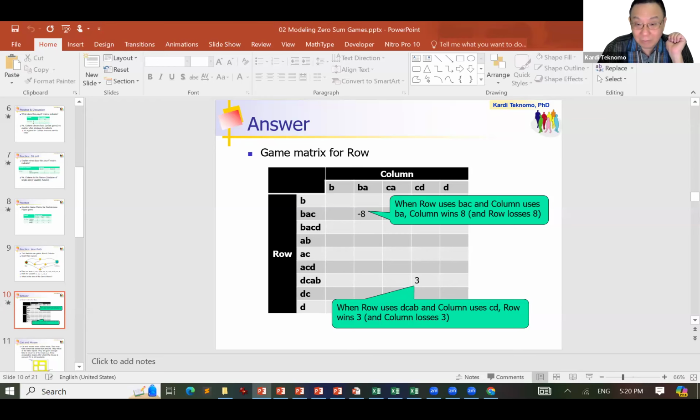And in here, 3. If the row uses this path, DCAP, and the column uses this path, which is CD, then row will win 3 units, but the column loses 3 units. Is it clear?